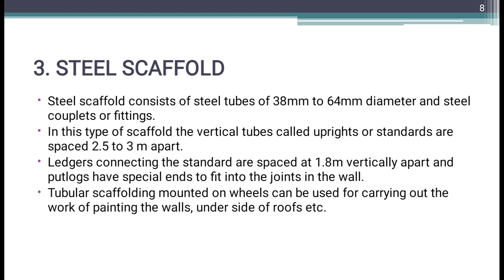Third one is steel scaffold. Steel scaffolds consist of steel tubes of 38 mm to 64 mm diameter and steel couplers and fittings. In this type of scaffold, the vertical tubes called uprights or standards are spaced 2.5 to 3 meters apart. Ledgers connecting the standards are spaced at 1.8 meters vertically apart, and putlogs have special ends to fit into the joints in the walls.